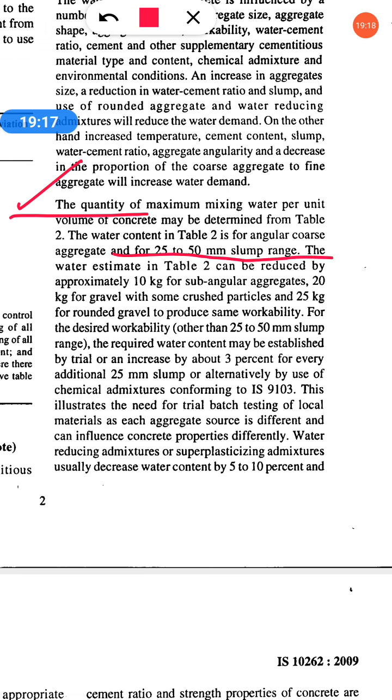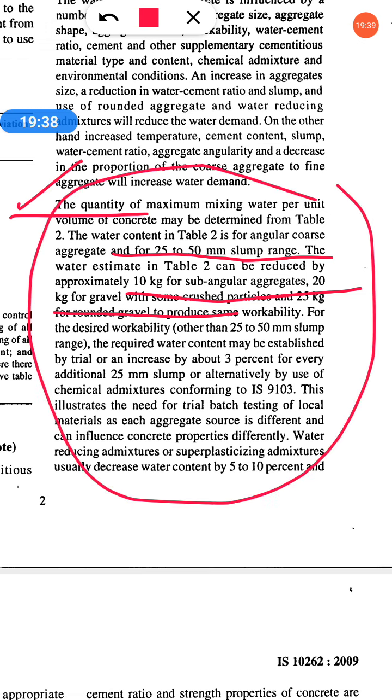See, the water estimate in table number 2 can be reduced by 10 kg for subangular aggregates and 20 kg for gravel. So you have to keep in mind which kind of aggregate is given in the question, which type of aggregate and the size of aggregate, these two things. According to that you have to read this para only. Okay, you can modify your water content by these things.